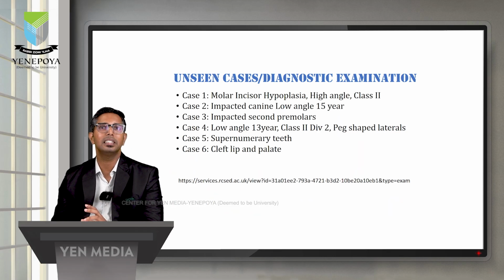Now, what are the clinical scenarios which can come? Impacted canine, impacted premolars, MIH, molar incisor hypoplasia, peg-shaped lateral, class 2 div 2s, supernumerary teeth, cleft lip and palate. All these are usually the kind of cases which come.